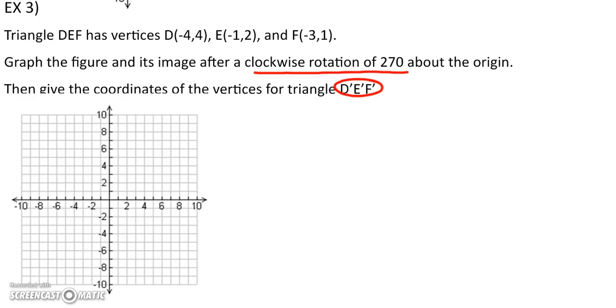All right, so the first thing I'm going to do is plot my original points. So D: to the left 4, up 4. Back to the origin, to the left 1, up 2. Back to the point of origin, to the left 3, and up 1. All right, so here's my triangle.